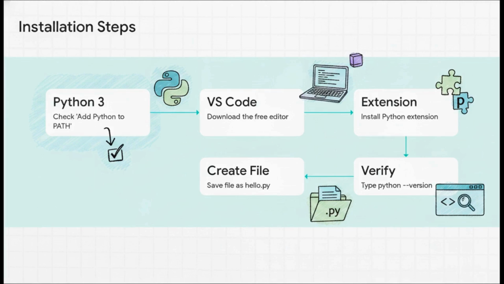Third, install the Python extension inside VS Code. This gives you highly helpful autocomplete features. Fourth, verify it all works by typing python --version in your terminal. If you see a version number pop up, you're golden. And step 5, create your very first file, making sure to end the name with .py.